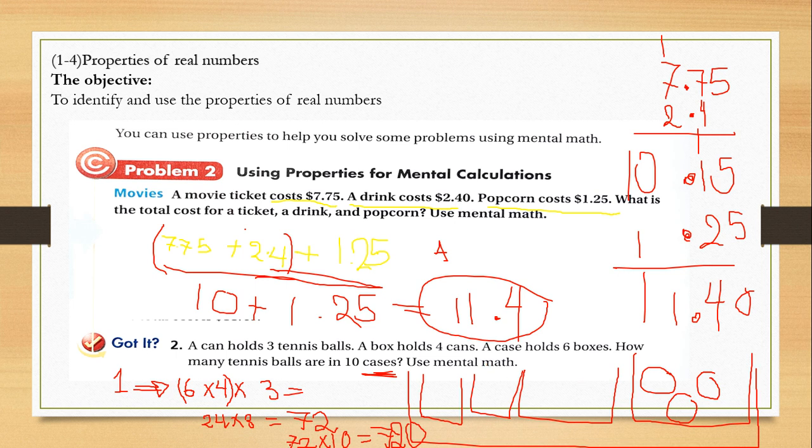I would like to repeat what I just said again. First thing first, I will find it for only one case. So one case can hold 6 boxes. In each box 4 cans. In each can 3 tennis balls. So just multiply them all together to get in each case 72. Now for 10 cases, 72 times 10, then you will get 720.